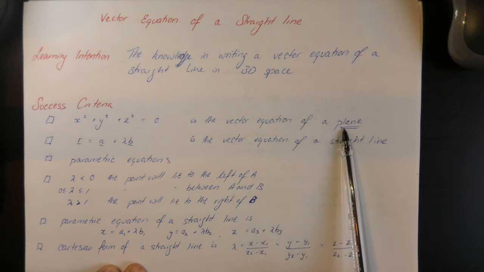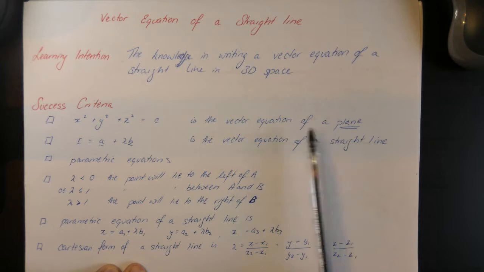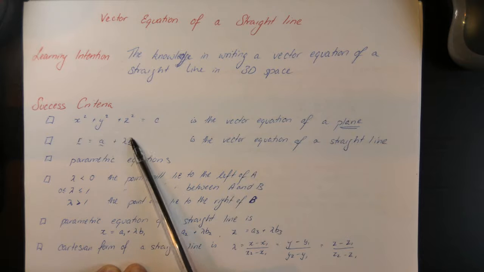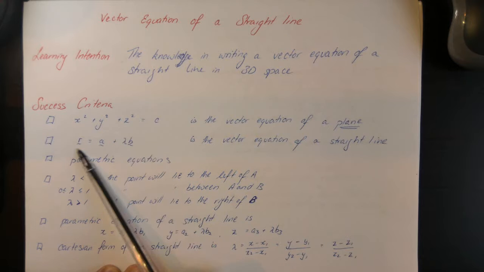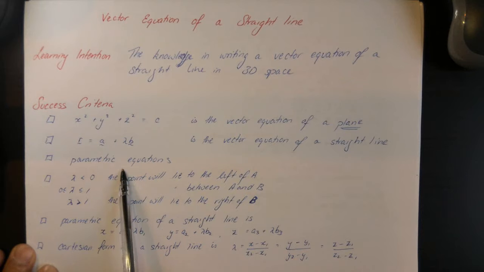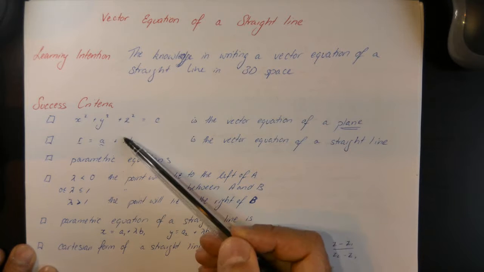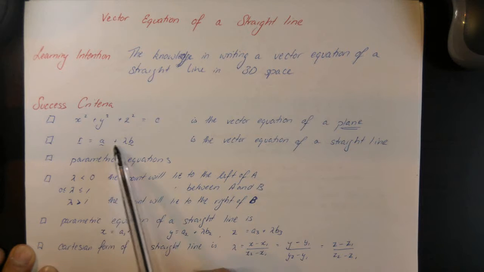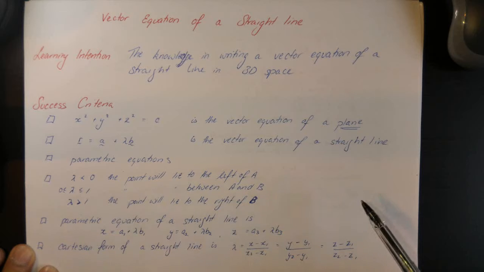To write a vector equation of a straight line, we need to write it in the form of a vector A plus some scalar of vector B. And that's the form that we write it. We need to be able to convert things into parametric equations. Depending on the lambda of our vector B, if lambda is less than 0, the new point will lie to the left of A. If lambda is between 0 and 1, it will lie between A and B. If lambda is greater than 1, it will lie to the right of B.